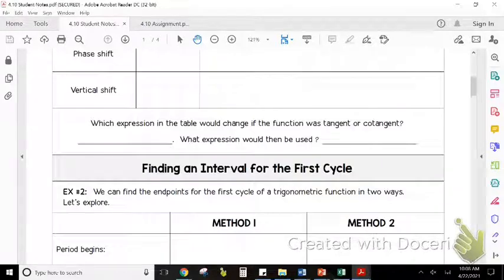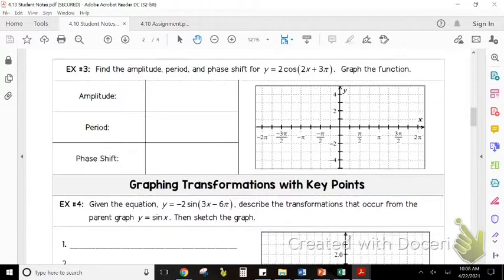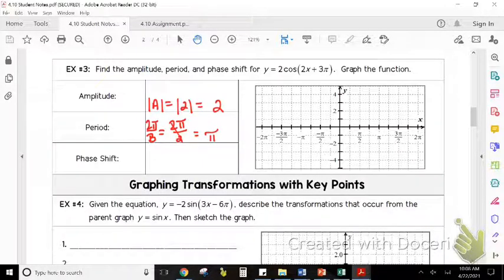All right, and we're going to skip through the next section. And so let's go ahead and go to example 3 here, where it says to find the amplitude, the period, and the phase shift for that equation there. All right, so our amplitude, remember, is the absolute value of A, which in this case would be the absolute value of 2, which is 2. Our period, remember, is 2 pi over b. So this would be 2 pi over, our b value is 2, simplify it, and we just get pi.